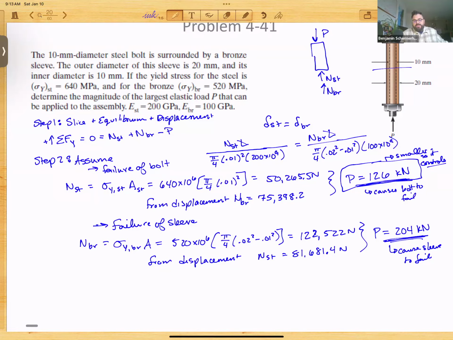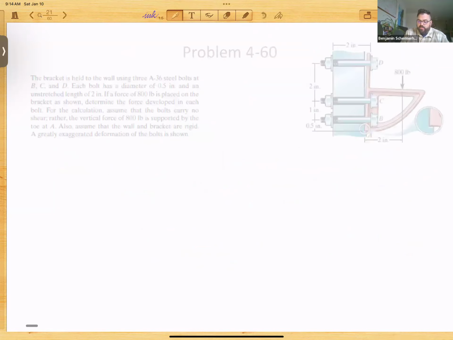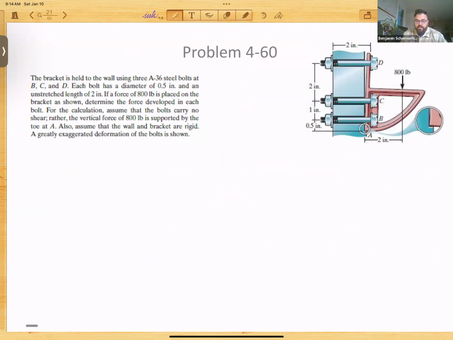So just a different application of our static indeterminacy stuff, again using the fact that these materials are going to be displacing the same. What does this different type of problem look like here? So we set up our equations and then we made some assumptions and followed those through. There is one other type of problem that we're going to take a look at that we can use static indeterminacy for, that is going to be related to some more rotational type things.